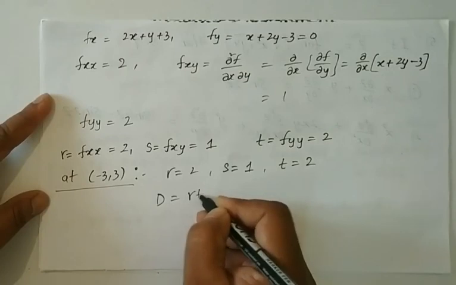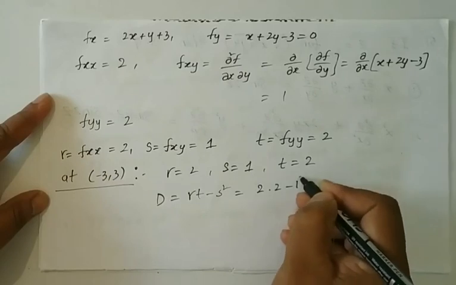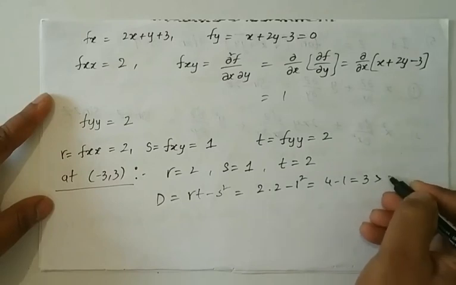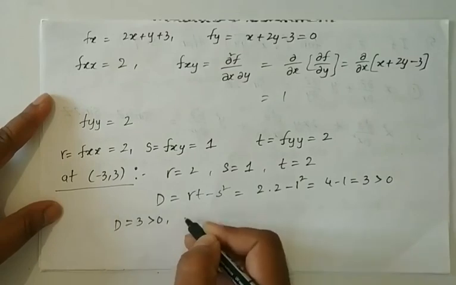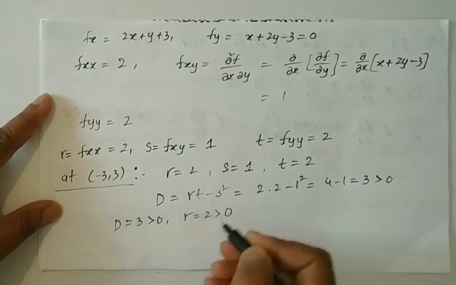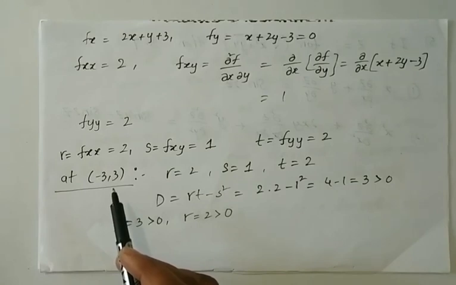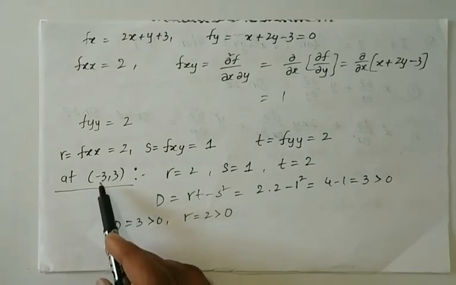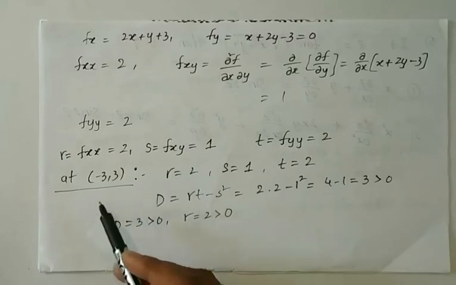D is nothing but rt minus s square. Rt is nothing but 2 into 2, minus s square is nothing but 1. 4 minus 1 is 3, which is greater than 0. If you observe, here d is equal to 3, which is greater than 0, and r is equal to 2, which is also greater than 0. Already we know that if d greater than 0 and r greater than 0 at the point a comma b, then we can say that the function f of x has a minimum value at the point minus 3 comma 3, and in this case the minimum value will be equal to f of minus 3 comma 3.